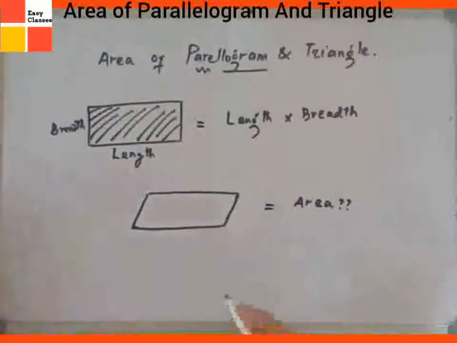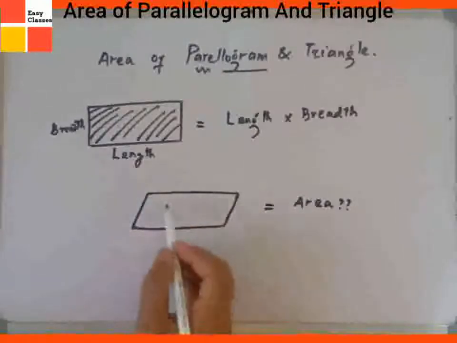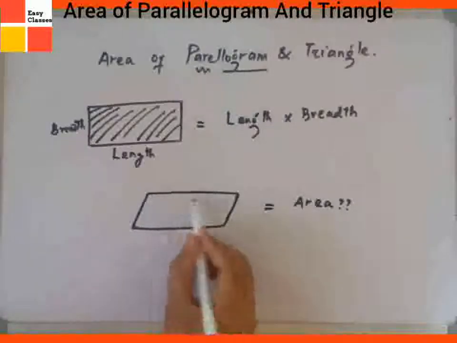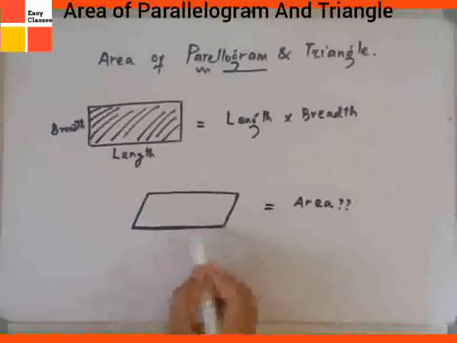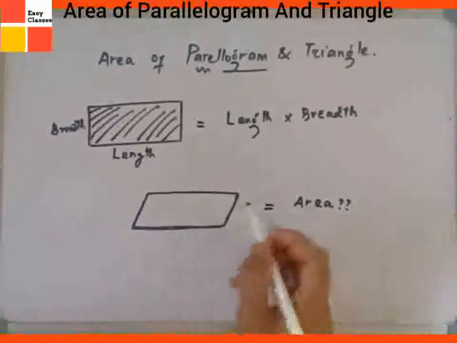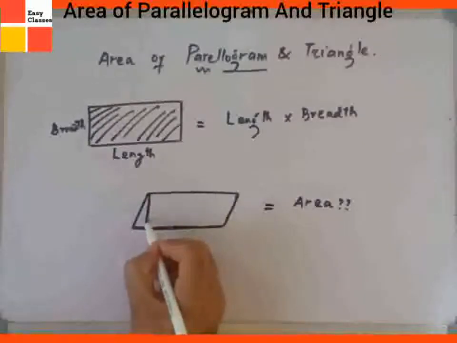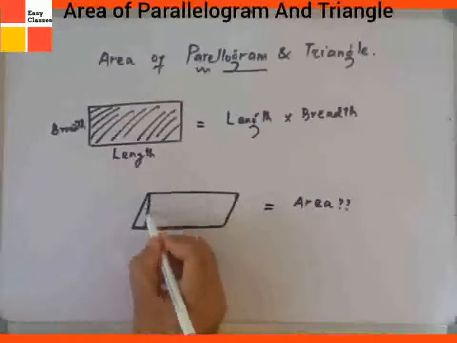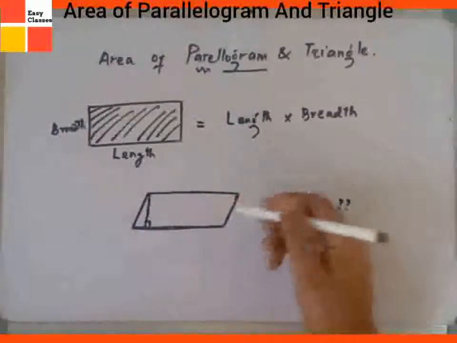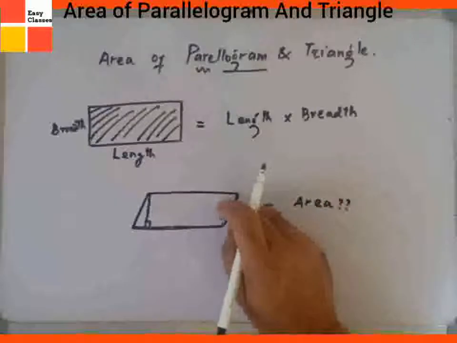See, if we do one thing, we will try to draw a perpendicular on any side of the parallelogram. For example, this is a side, we have to draw a perpendicular on this from the opposite vertex. You can draw the perpendicular just like this on this side. Now this is 90 degrees. Or you can select this side and draw the perpendicular on this side also, right?